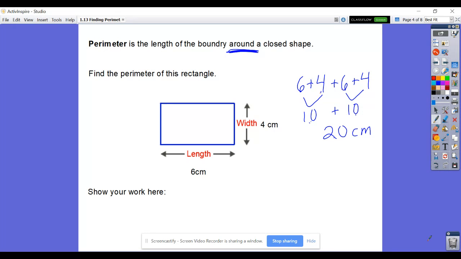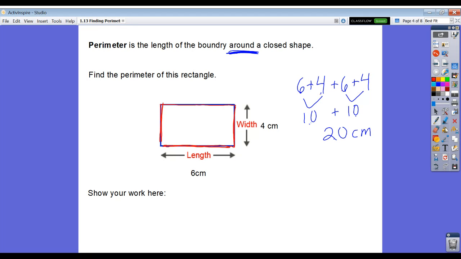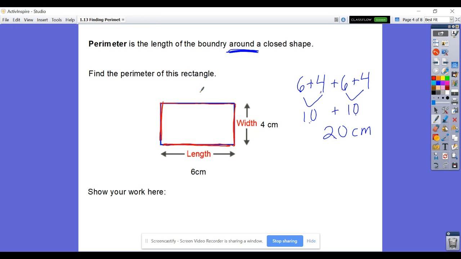Who has a different strategy? Alba? Well, we want to get the distance around, so we wouldn't use subtraction because we want to count all of these sides. You could use multiplication. Okay, so if we were multiplying, let's go ahead and label the top. If this side is 6, this side is also 6. If this side is 4, this side is also 4. Okay, so Alba says we want to use multiplication.